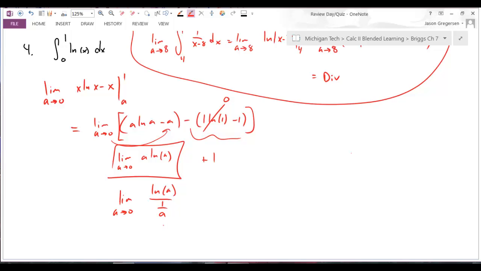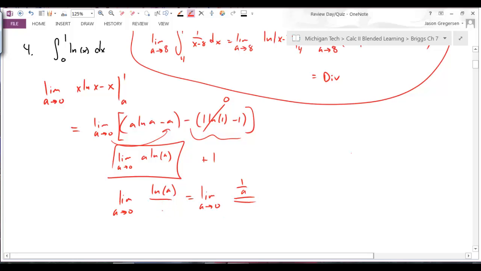What happens to this thing as a goes to 0? Also infinity. So now I'm in an infinity over infinity case, so now I know I can use L'Hopital's rule. Instead of evaluating that limit, I evaluate the limit of the derivatives. The derivative of natural log of a is 1 over a.